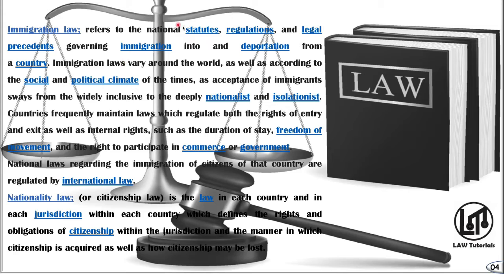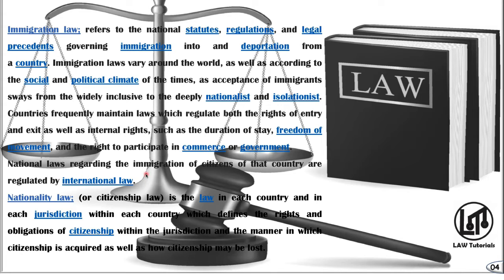Immigration law refers to the national statutes, regulations, and legal precedents governing immigration into and deportation from a country. Immigration laws vary around the world as well as according to the social and political climate of the times. Acceptance of immigrants sways from the widely inclusive to the deeply nationalist and isolationist. Countries frequently maintain laws which regulate both the right of entry and exit as well as internal rights such as the duration of stay, freedom of movement, and the right to participate in commerce or government.